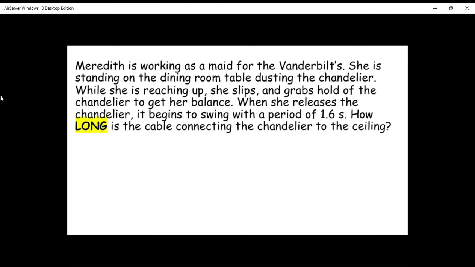Let's try another one. Meredith is working as a maid for the Vanderbilts. They're the railroad people from the early days of the Industrial Revolution. She's standing on a dining room table dusting a chandelier. While she's reaching up, she slips and grabs hold of the chandelier to get her balance. When she releases the chandelier, it begins to swing with a period of 1.6 seconds. How long is the cable connecting the chandelier to the ceiling?